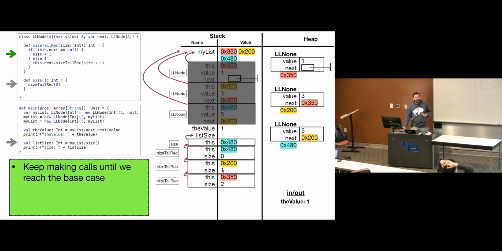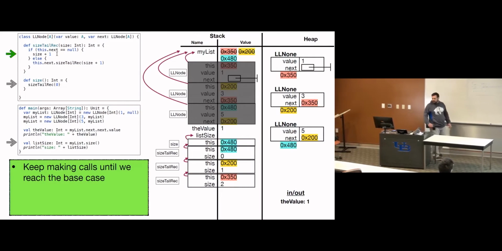We still haven't hit the base case. So in this stack frame, we're going to say this dot next, make the recursive call with 2. So this dot next is this linked list node, calling with 2 as its parameter, 1 plus 1. And then in this stack frame, we have 350. This dot next does equal null, so we finally hit our base case of the recursion.